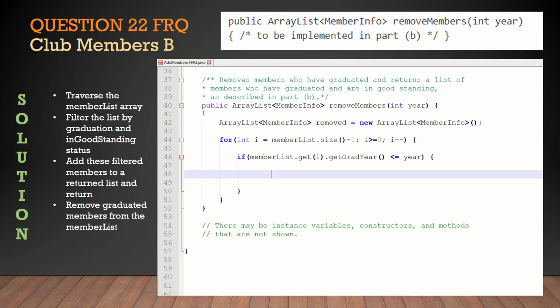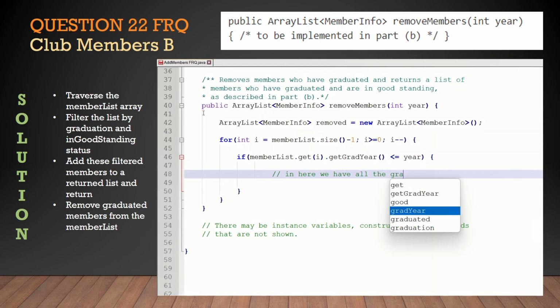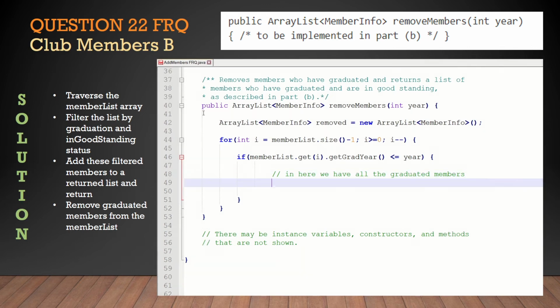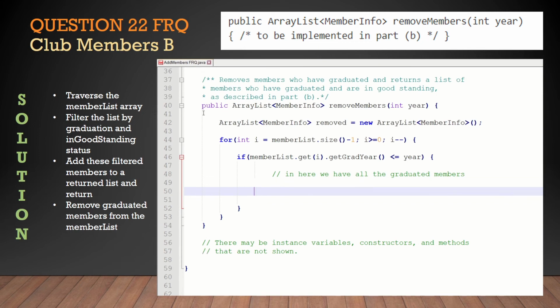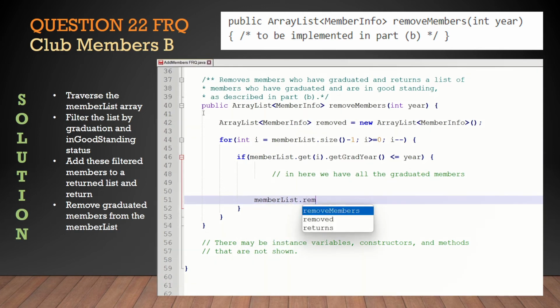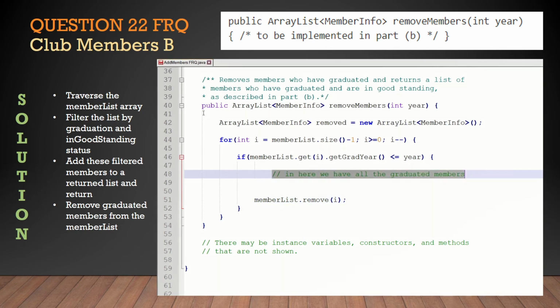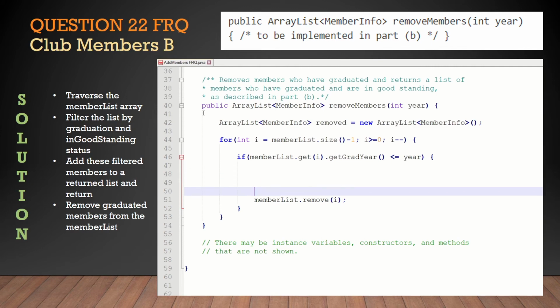Now we need to make an even deeper selection. So now we need to get the ones that are in good standing. In theory, we're going to end up removing all of these members who have graduated. But before we do that, we need to get the ones in good standing. So I'm going to put the remove part at the end. After we've finished, we can remove the ones here, but that's going to be after. So here's my remove statement. I'm just going to remove that one once I've done with it. But before, I'm going to check if it's in good standing. So let's see if the member is in good standing.